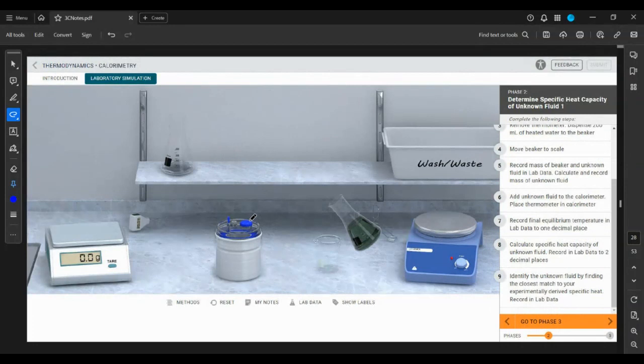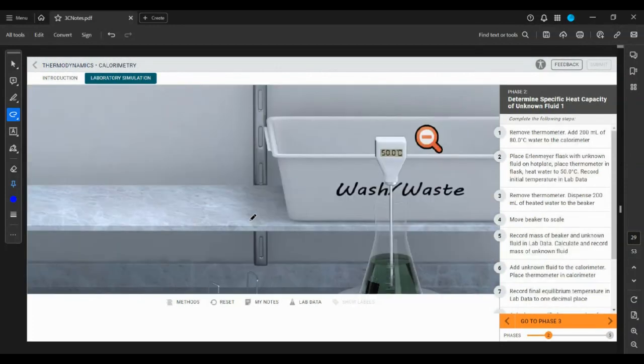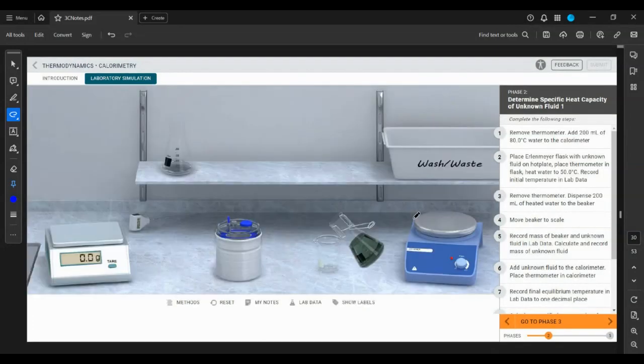And then we want to take the mystery liquid and pour a sample of that, and we're going to heat it to 50 degrees here. Okay, so we want these at different temperatures so that we can see how they change temperature and what they get to, and then we can calculate a bit from there.